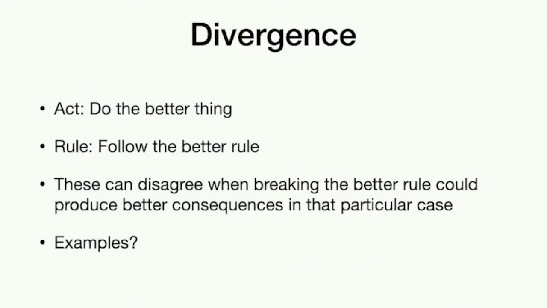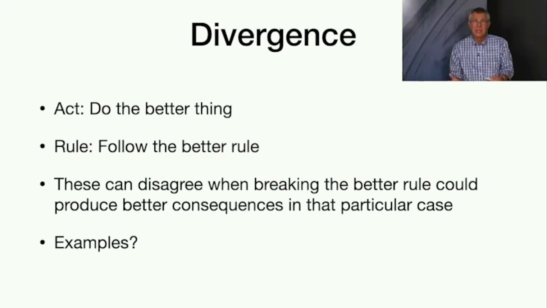So Hare's point, and it's actually a much more complicated argument than this, but the basic idea is, look, we have to apply the same rule to the same cases or to similar cases across the board to be consistent. But in addition to that, we have no way to really judge tendencies in individual cases except by looking at the general rule. Now, as I mentioned, these can diverge. It can turn out that in a certain situation, you can do the better thing or follow the better rule, but you can't do both. Sometimes those disagree, when breaking the better rule could produce better consequences in that particular case.